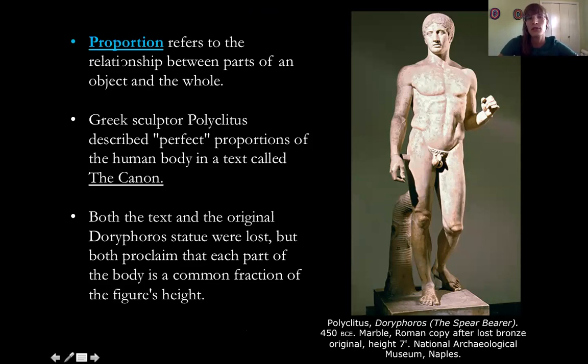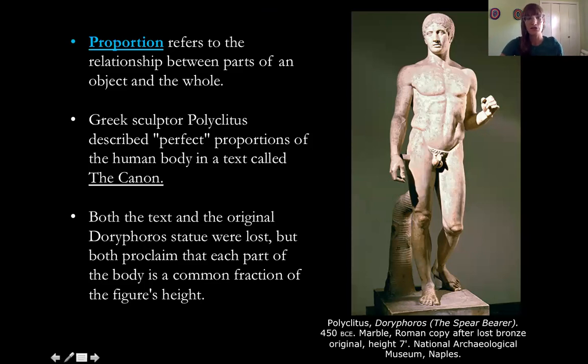So proportion refers to the relationship between the parts of an object in a whole. The Greek sculptor who created this piece, his name was Polykleitos. He was not just a sculptor, he was also a mathematician, a scientist, kind of a Renaissance man. And so he used mathematical measurements to measure the human body, and wrote this really important text called the Canon, in which he describes the perfect proportions of the human body. And he says in this text that it is based on math. So humans have specific proportions that can be broken down into mathematical problems.